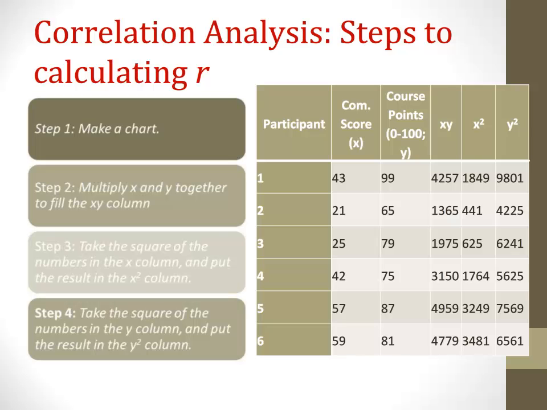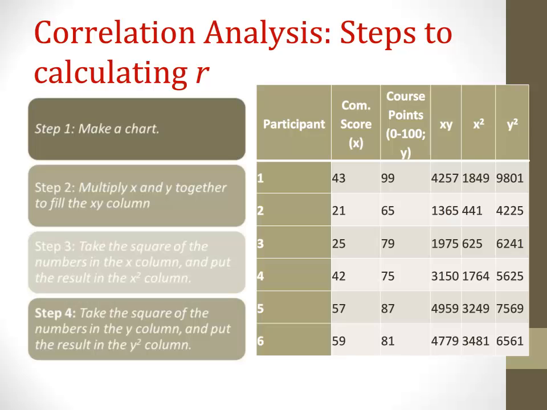Once the XY columns for every participant are completed, you then want to take the square of the numbers in the X column and put the results in the X squared column. So here we can see that 43 times 43 is 1,849, and so on. So you fill in the X squared column for all of the participants.